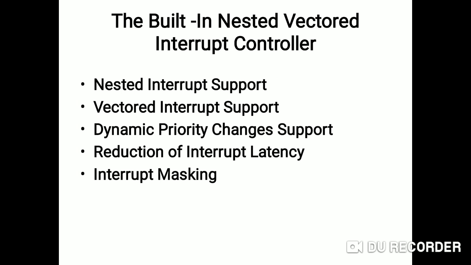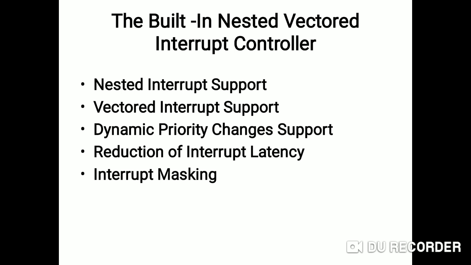First is nested interrupt support. The NVIC provides nested interrupt support. All the external interrupts and most of the system exceptions can be programmed to different priority levels. When an interrupt occurs, the NVIC compares the priority of this interrupt to the current running priority level. If the priority of the new interrupt is higher than the current level, the interrupt handler of the new interrupt will override the current running task.